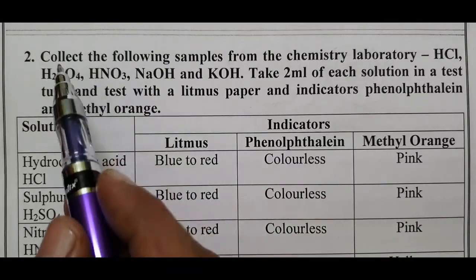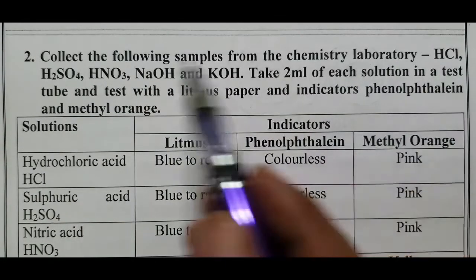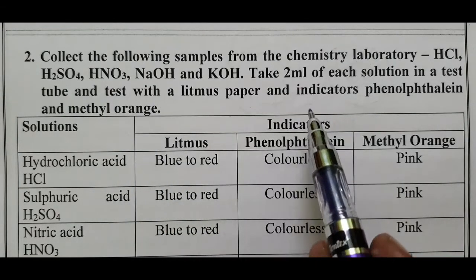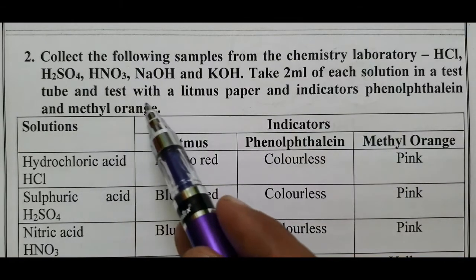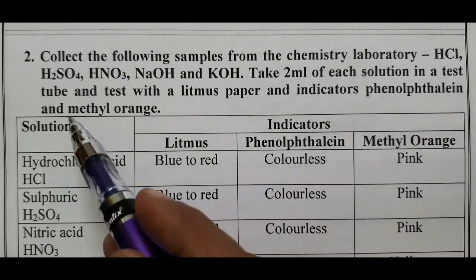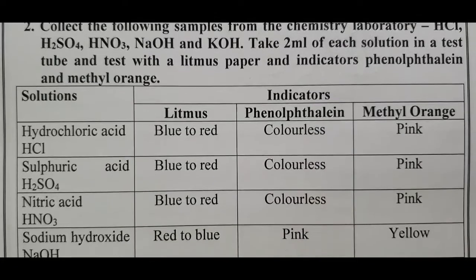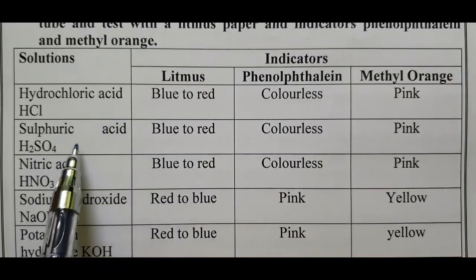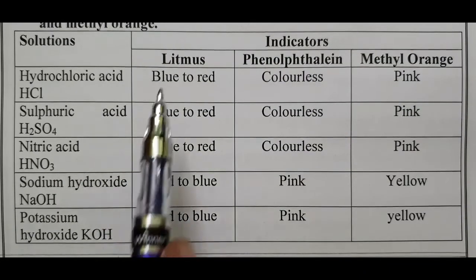Then, collect the following samples from the chemistry laboratory: HCl, sulfuric acid, nitric acid, sodium hydroxide and potassium hydroxide. Take 2 ml of each solution in a test tube and test with litmus paper and the indicators phenolphthalein and methyl orange.